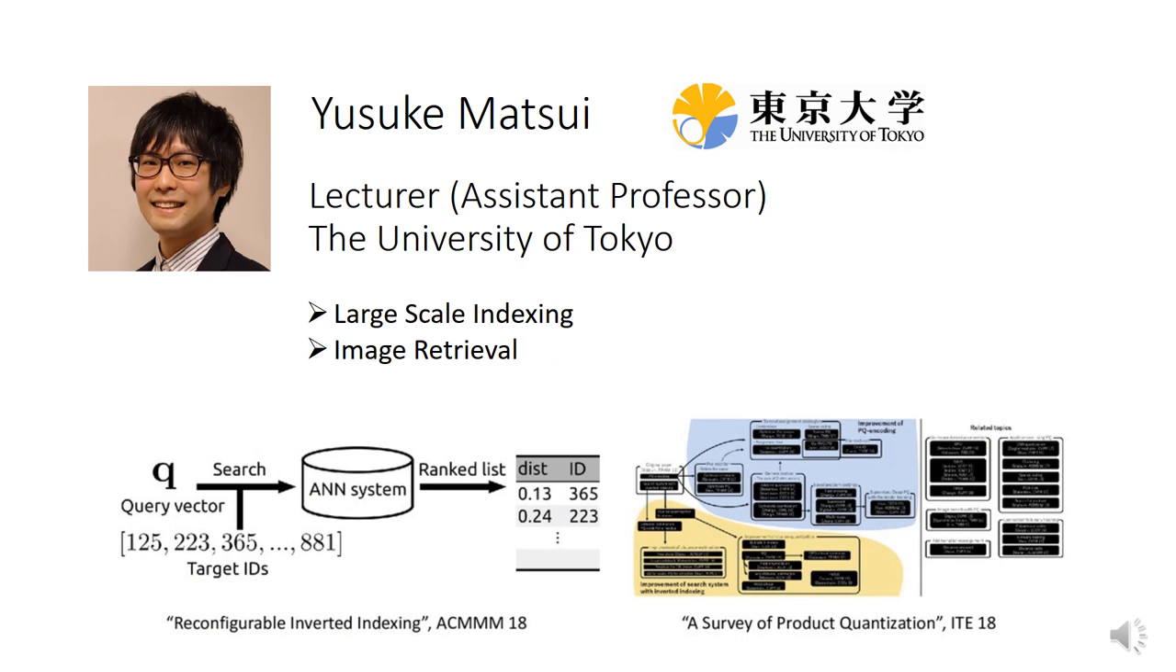Dr. Yusuke Matsui is currently a lecturer at the University of Tokyo, Japan. His research interests lie in computer vision and multimedia processing, with a particular interest in large-scale indexing. He will review state-of-the-art algorithms of the approximate nearest neighbor search system. The design of the search algorithm is critical for performance. He will provide a practical guide to select the best algorithm for a given application system.